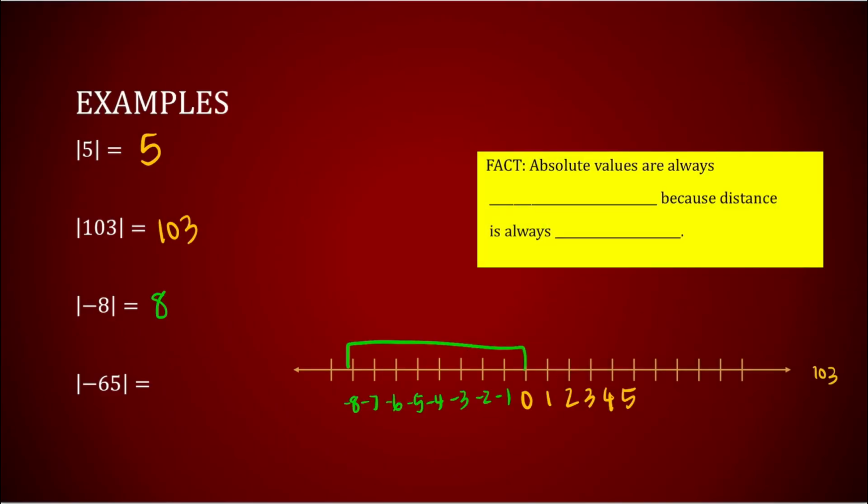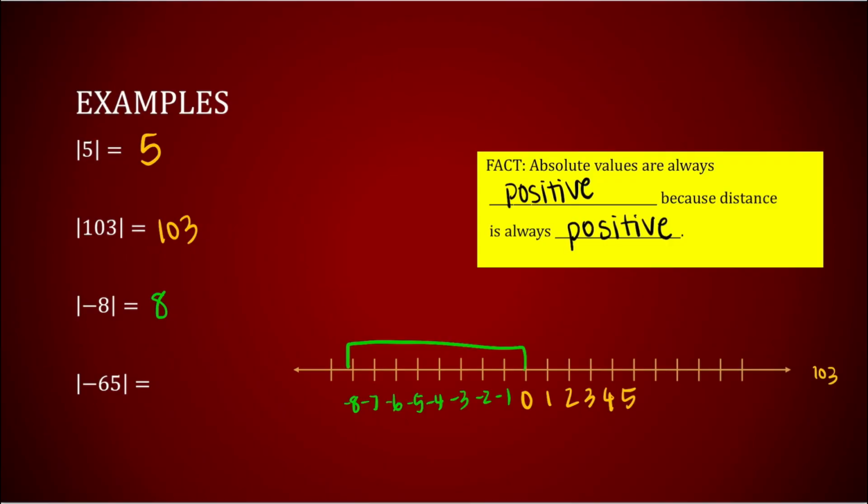So that's our fact about this, is that absolute values are always positive because distance is always positive. You never say negative distance. Even if you're traveling backwards, you're still traveling, right? Like if you're driving in a car and you put the car in reverse, you're still adding miles to your speedometer. Distance is never negative, so absolute values are always positive.